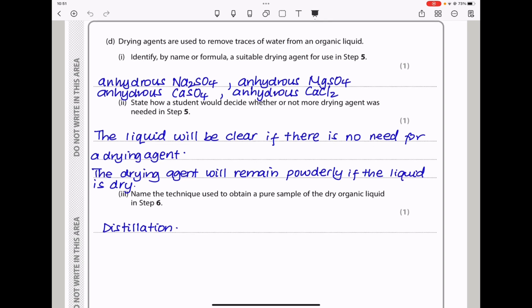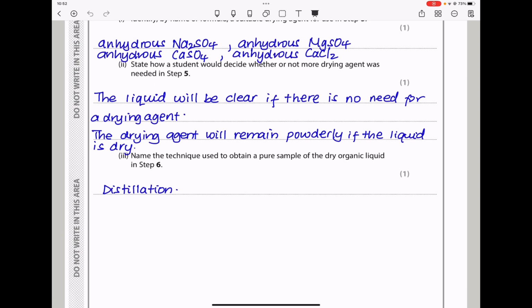Then next they say, state how a student will decide whether or not more drying agent was needed in step 5. If the organic layer is still cloudy, then more is needed. Or when you add the drying agent, if it still crystallizes or becomes crystalline, that means more drying agent is required. So I said the liquid will be clear if there is no need for drying agent, and the drying agent will remain powdery if the liquid is dry. So this is okay to earn you 1 mark.